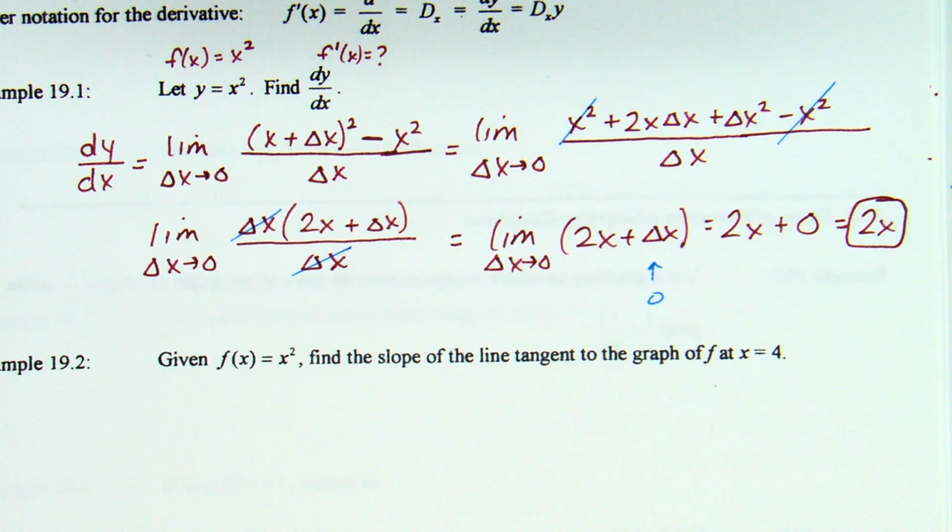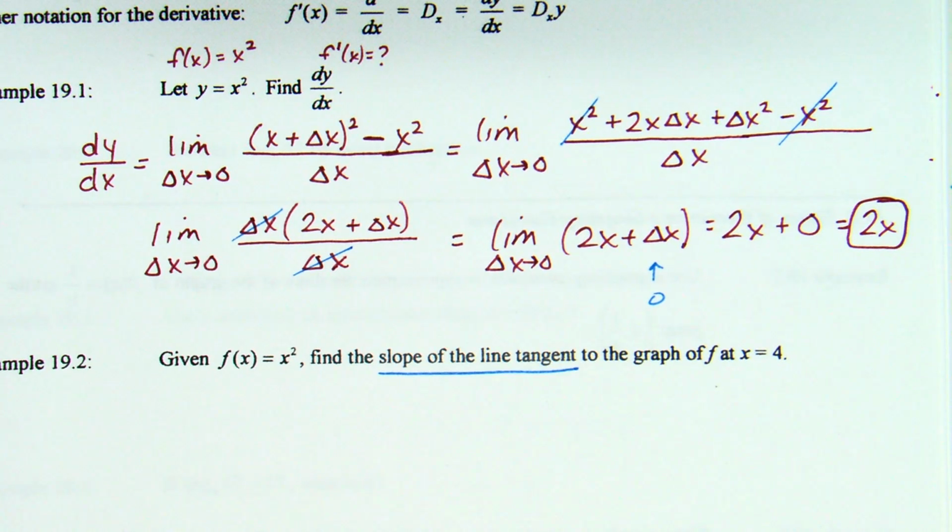So what are they asking me to find? Slope of the line tangent. Where else have you heard that today? Yeah, at the very top. What did I say? The derivative is the slope of the tangent line.